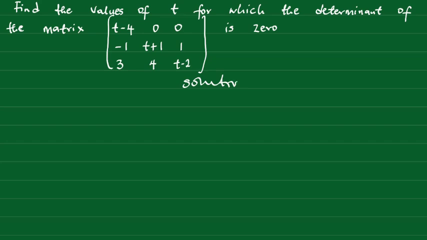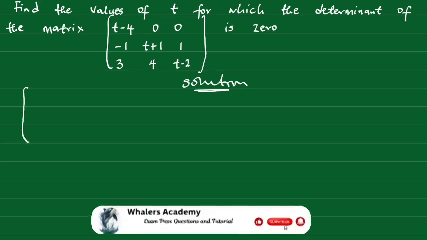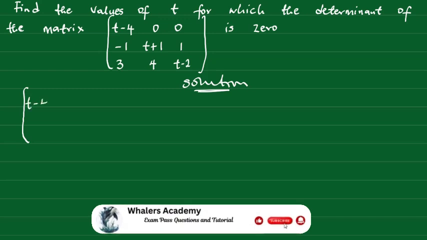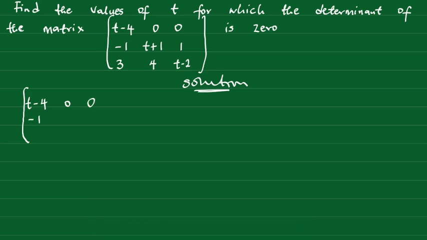Solution. Now, in finding the value of t when the determinant of our matrix is 0, we proceed by using the process of finding the determinant of a matrix. So first of all, we quickly write our matrix that we've been given: t minus 4, 0, 0; minus 1, t plus 1, 1; 3, 4, t minus 2.